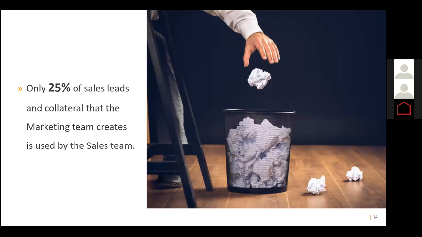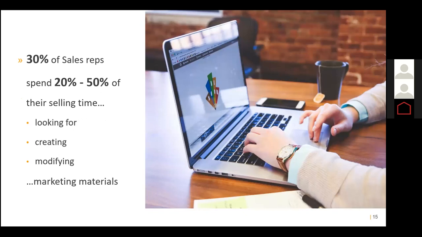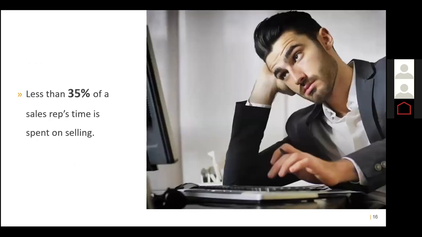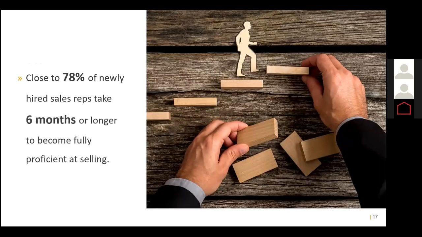30% of sales reps claim to spend 20 to 50% of their valuable selling time looking for, creating, and modifying the marketing materials that they are supposed to be using. And less than 35% of a sales rep's time is actually spent on selling. That means that the other 65% isn't accountable towards the best use of their time. Close to 78% of newly hired sales reps take 6 months or longer to become fully proficient at selling. That's a long runway and not very efficient.